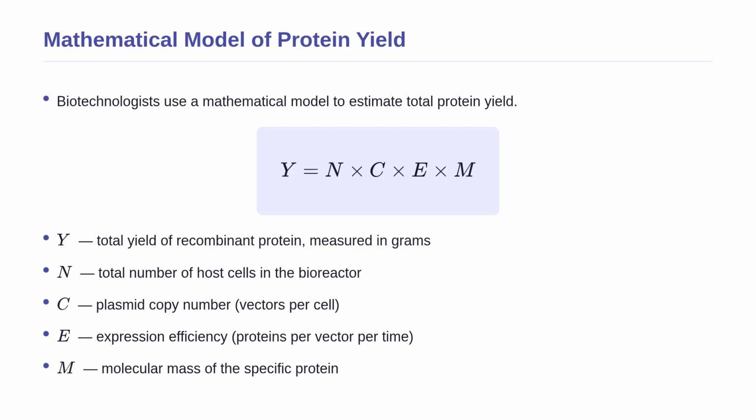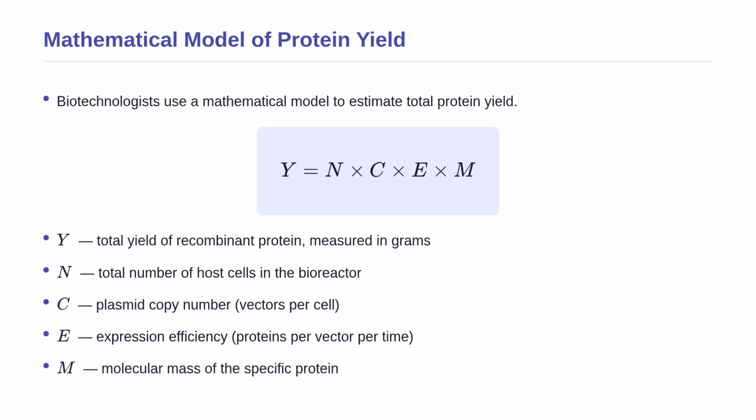Now that we appreciate their real-world impact, let us understand how biotechnologists measure their success. To predict how effective our expression vector is, we use a basic mathematical model to estimate the total protein yield. The formula is Y equals N times C times E times M. Let us break this down. Y is the total yield of our recombinant protein in grams.